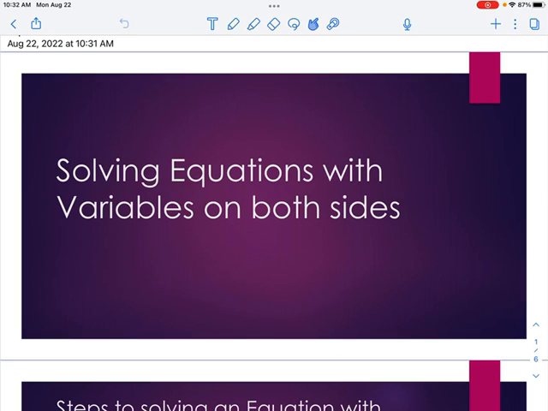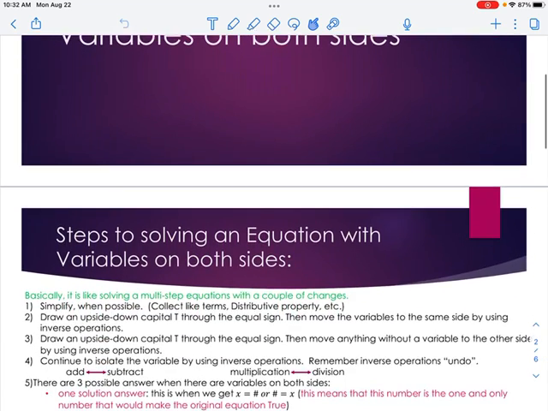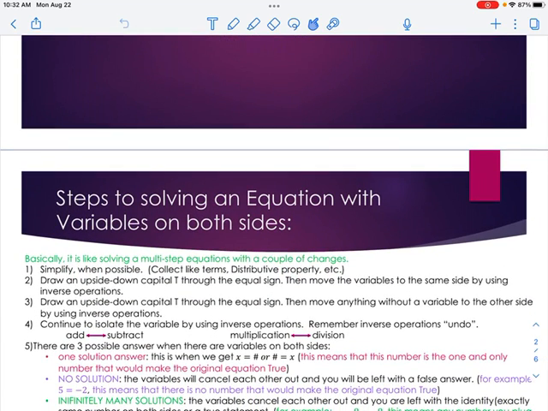All right, today we're going to work on solving equations with variables on both sides. Now, what does that mean? Well, it's going to look kind of like a multi-step equation, but you are actually going to see variables on both sides of the equal sign, so on the left-hand side and the right-hand side now. Now, how does that change everything? Well, there's only a couple changes that really need to be addressed.